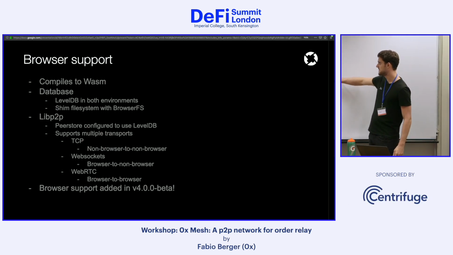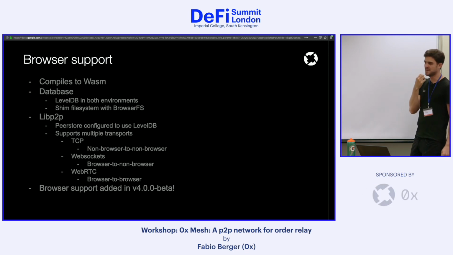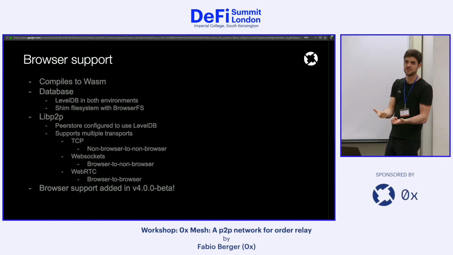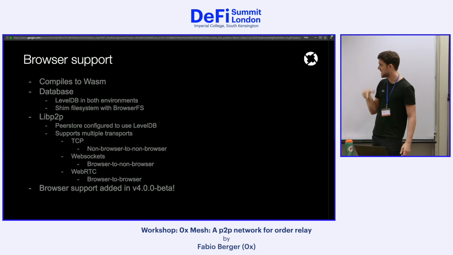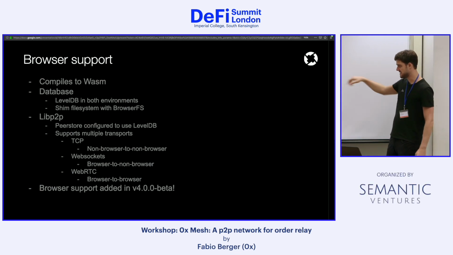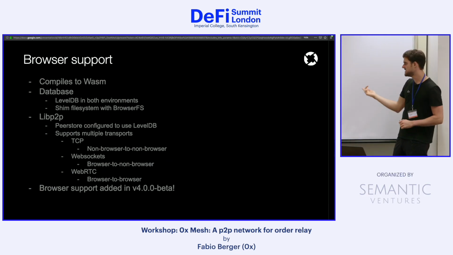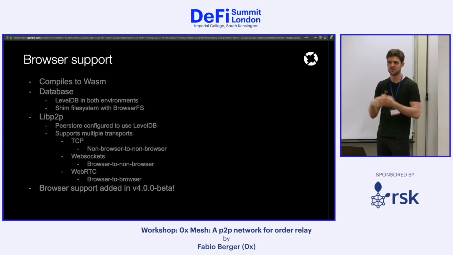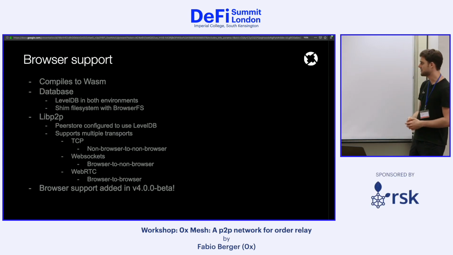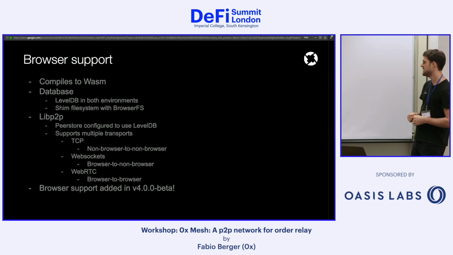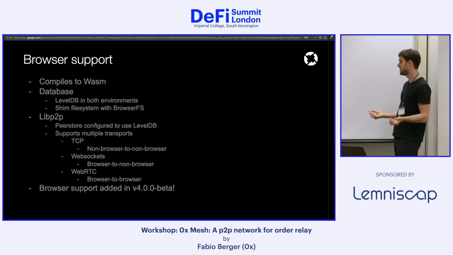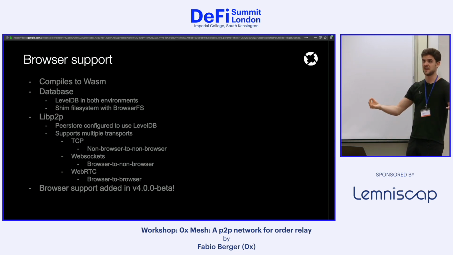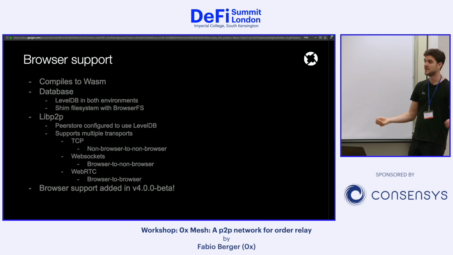So we support multiple transports. We use TCP when we're connecting to non-browser peers, WebSockets for browser to non-browser connections, and then WebRTC for browser to browser. WebRTC was actually developed by Google. It's web real-time communication, for their Google Hangouts product. But it also enables a data stream to be set up between two browser tabs. And it's actually the only transport layer that can connect two browser tabs without any server in between them.